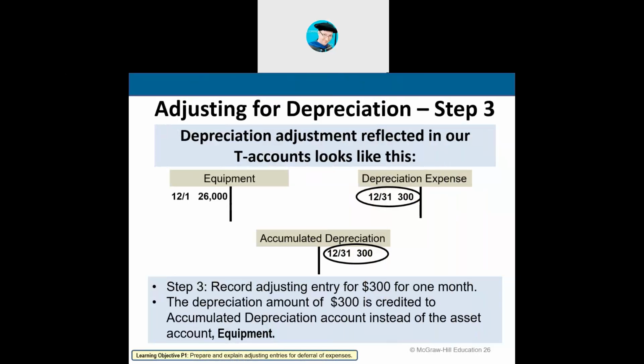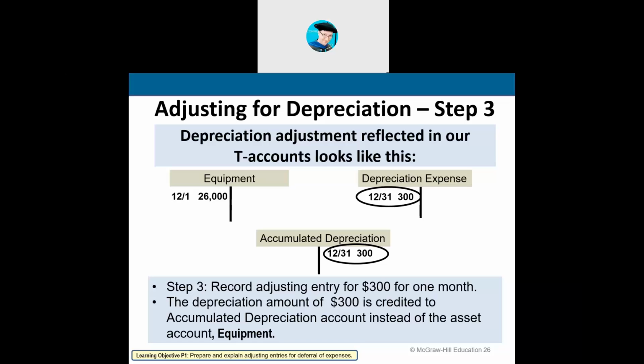To record depreciation is very simple. It works the same way as every other adjusting journal entry. We debit depreciation expense and we credit accumulated depreciation. This is a new account, you probably haven't heard this one before. Accumulated depreciation is an asset account. Why is it an asset account? Good question. I'm glad you asked.